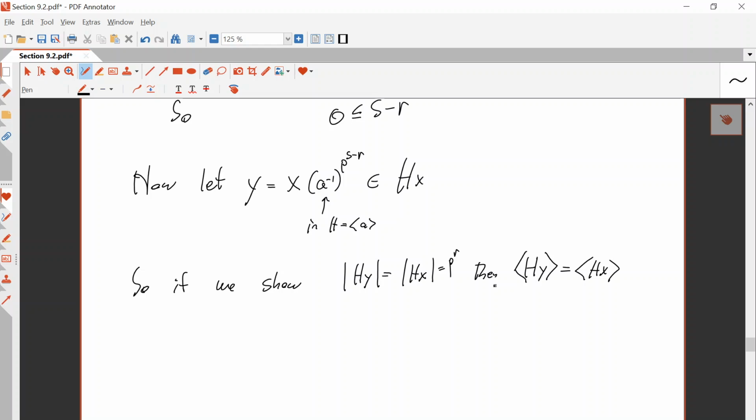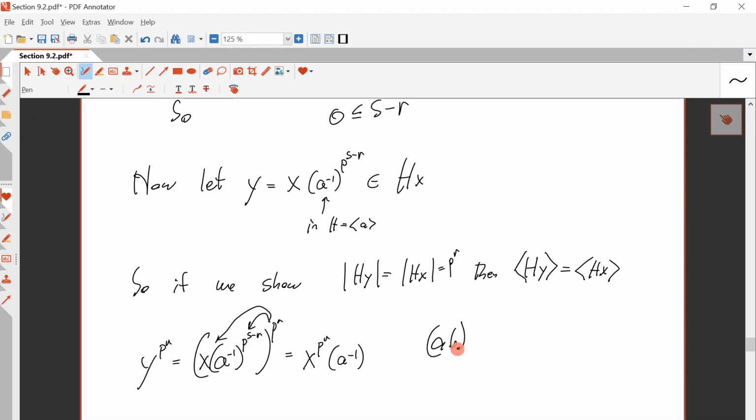Okay. Well, y to the p to the r is equal to x a inverse to the p to the s minus r, all that to the p to the r. So that's x to the p to the r times a inverse. Remember, we're distributing the exponent to both.